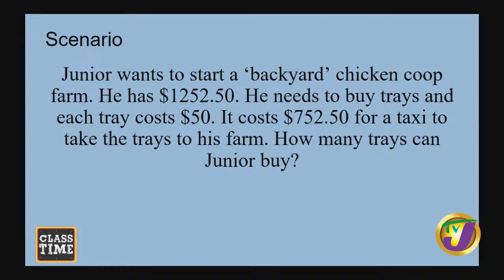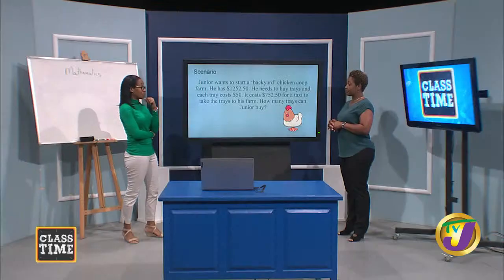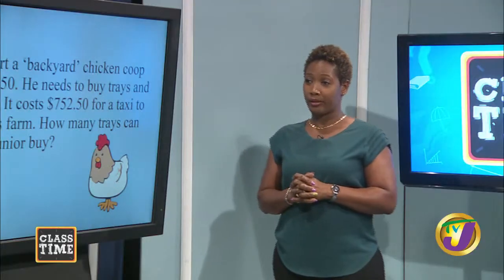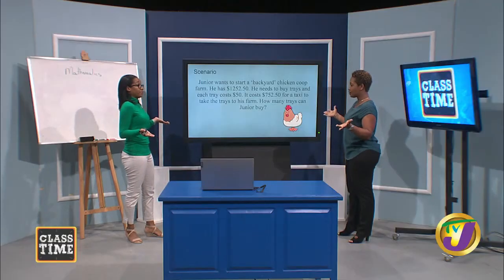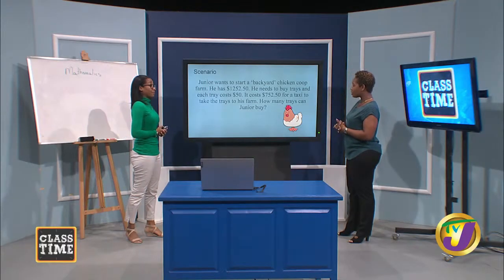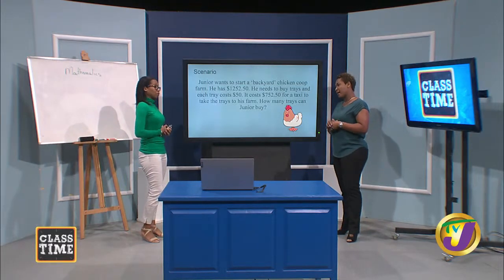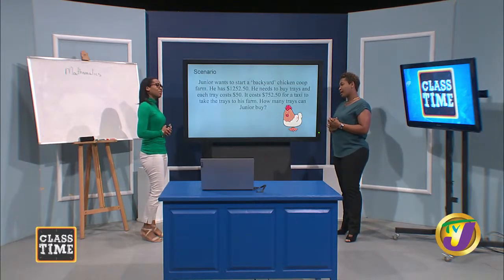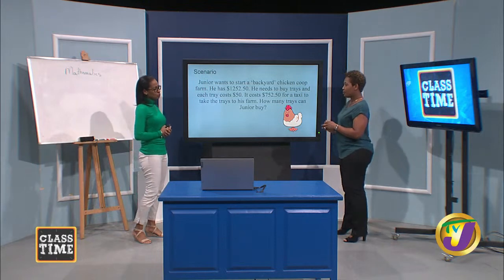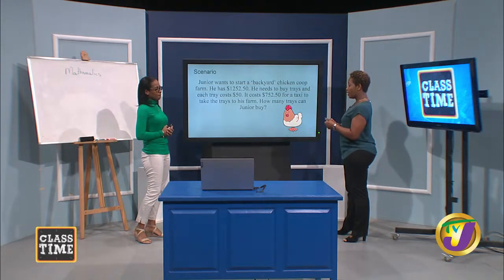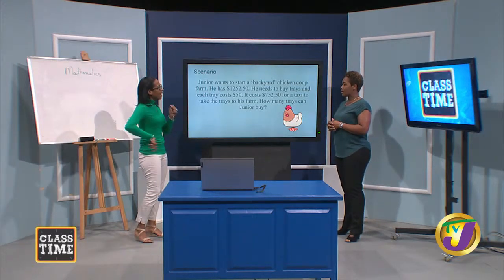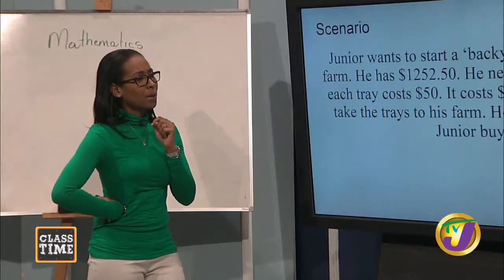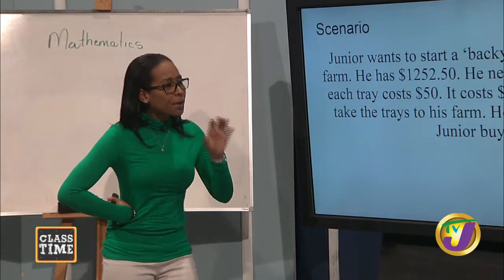Guess what, Tamika? Junior has a problem. Well, at least he has some money. But he still has a problem, because without the trays the farm is not going to work. So we need to figure out how many trays he can buy. But in figuring that out, don't we need to know some things? Well, they told us the cost of the tray. I know how much money he has. That's all I need to know. No, man, we know he has a problem. We need to understand what the problem is.